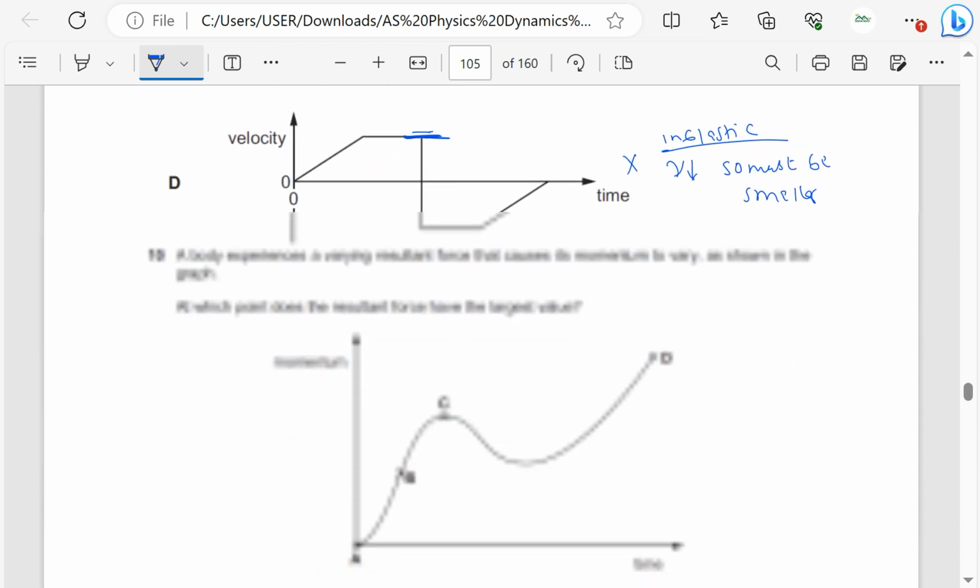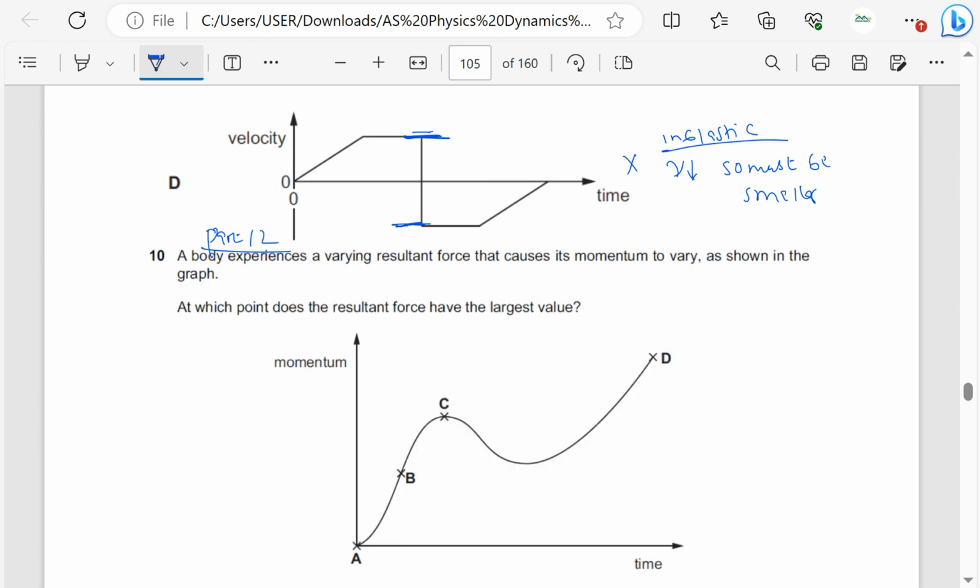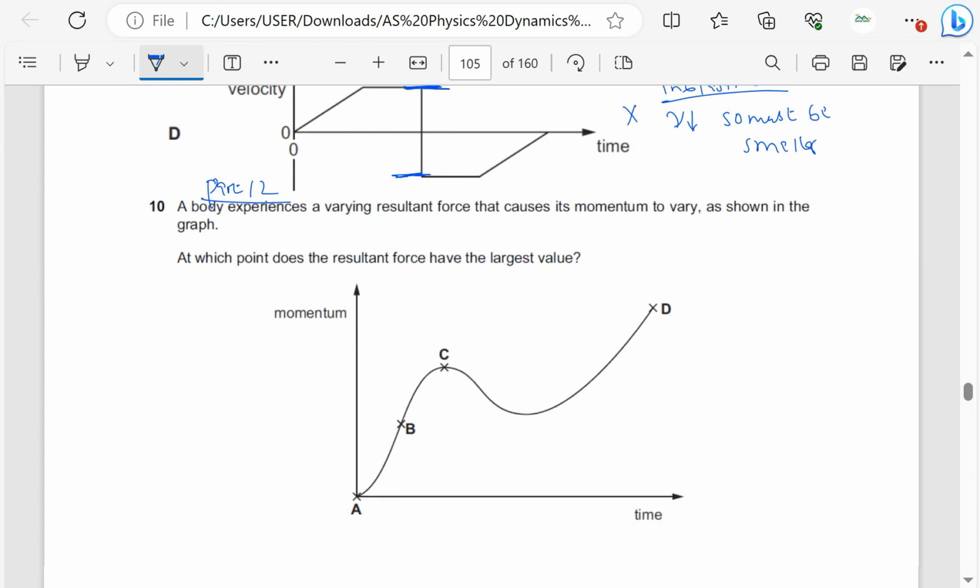So in part 12. A body experiences a varying resultant force that causes its momentum to vary as shown in the graph. At which point does the resultant force have the largest value? We know by definition that force is equal to the rate of change of momentum. And of course, from a graph of momentum against time, force is going to be the gradient.